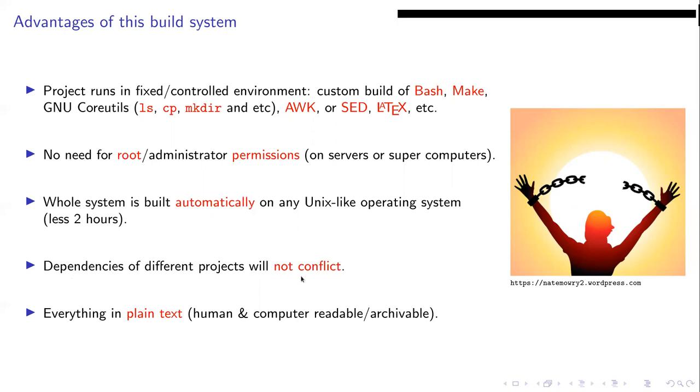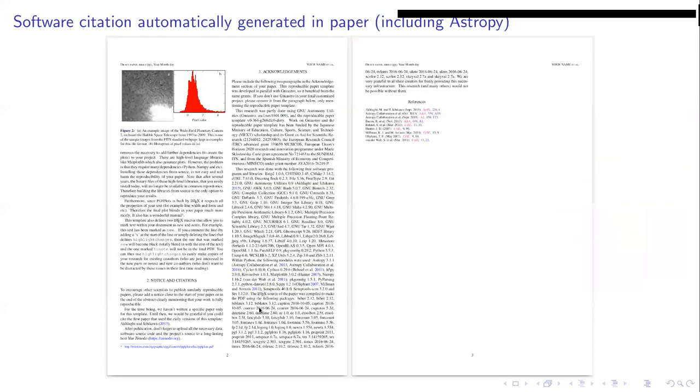And then they don't conflict. So in one project, you can have one version of software, and in another project, you can have another version. It's completely independent. They never see each other. So we have the full dependency build of every project separately. And again, everything is in plain text, so it's really easy to keep an archive.